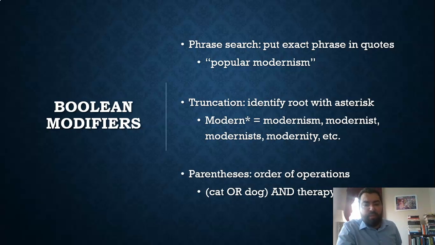That's very helpful because if people are talking about modernism, they might say modernism, they might say modernist, they might say modernists, plural. They might say modernity, and so on and so forth. That way you don't have to include all those different terms in your search. You can just do modern asterisk.